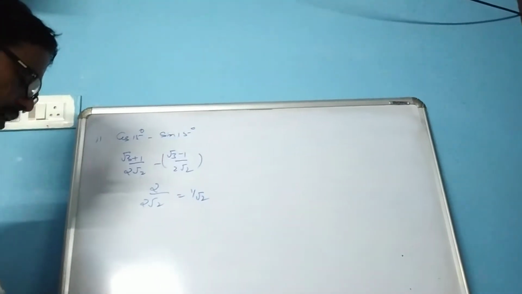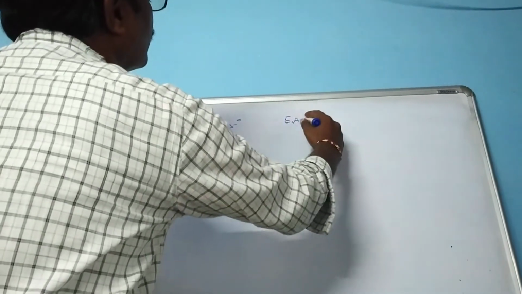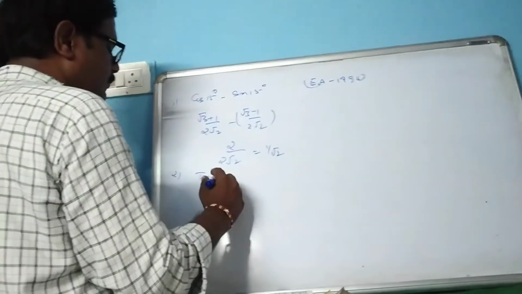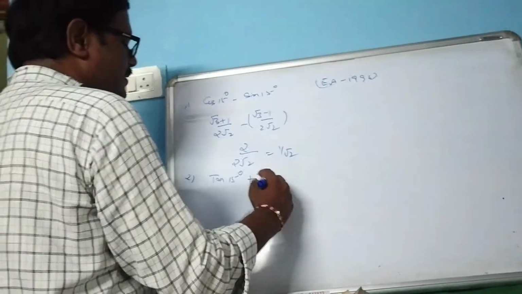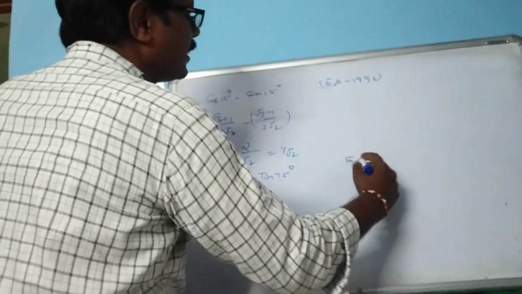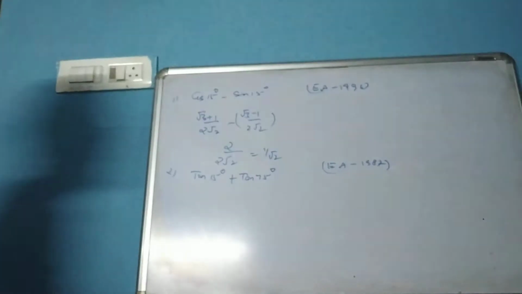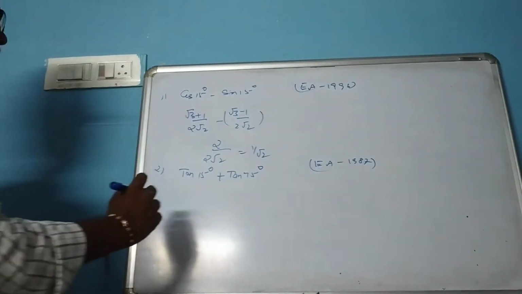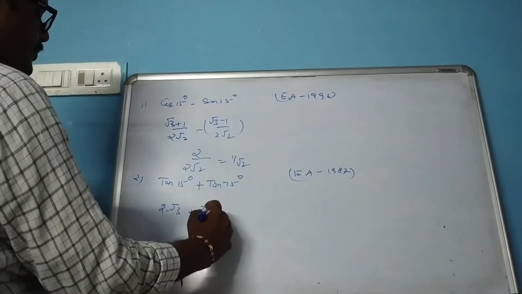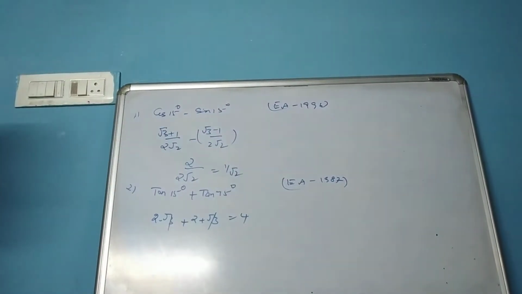This is in MSET 1996 also. This is given in MSET 1996. tan 15 plus tan 75. This is given in MSET 1987. Tan 15 means 2 minus root 3. Tan 75 means 2 plus root 3. These two will get cancelled. This is 4.